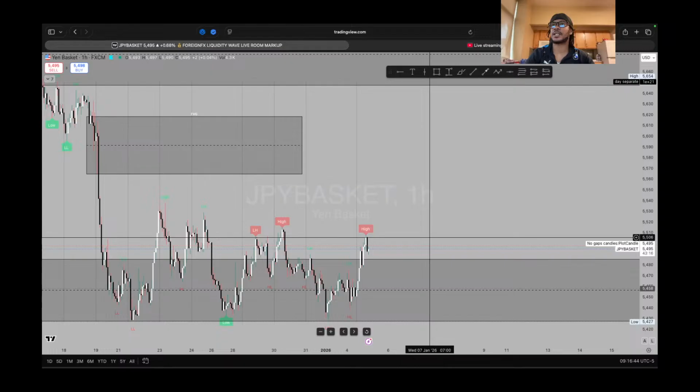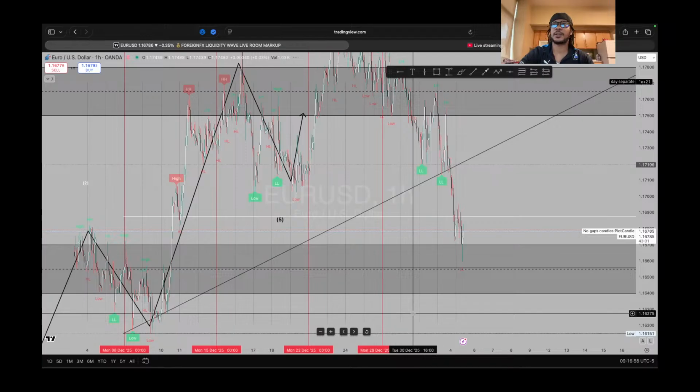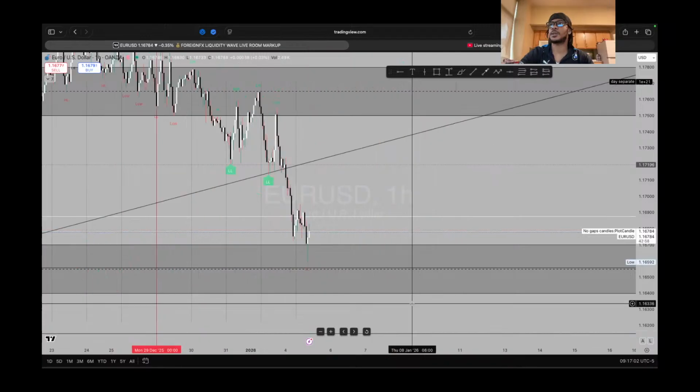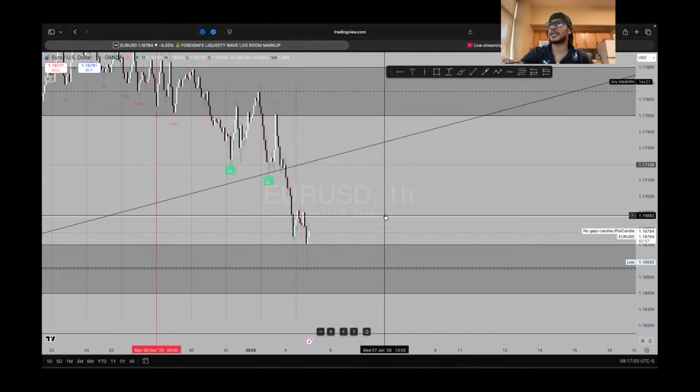Euro USD. On Euro USD, I wanted to see price come down a little bit lower because we're not in a fib zone as of yet, so that's a no trade right now. Nas, I don't really mess around with that. So our main focus right now is gonna be on GBP USD. GBP USD is the one we're gonna be focusing on today.